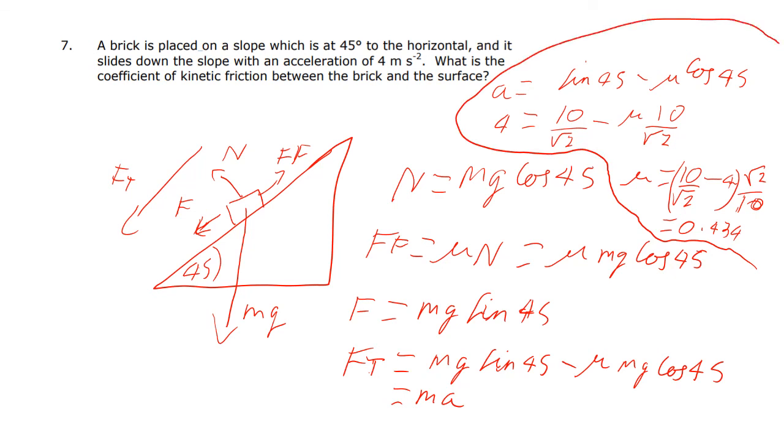So hopefully that's clear. When we go from this step, from here Ft, over to this step, we just drop mg from both sides because they're constants. So hopefully that makes sense.